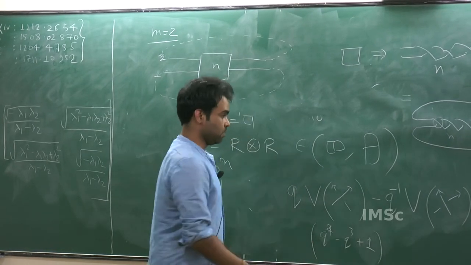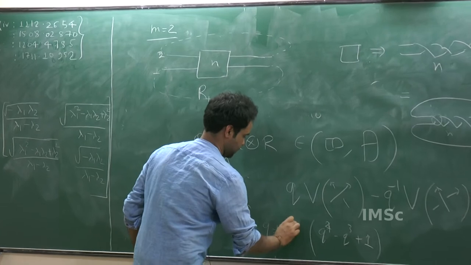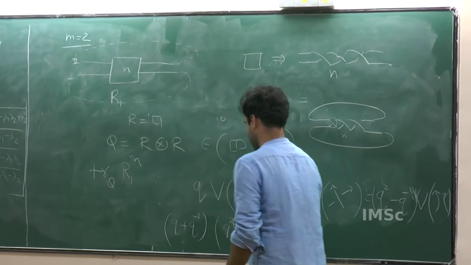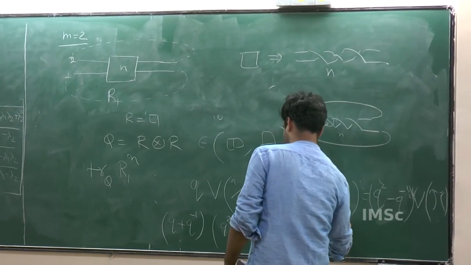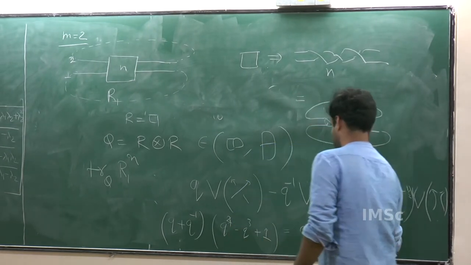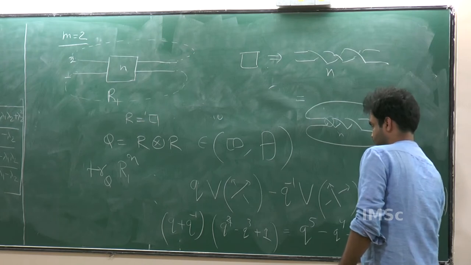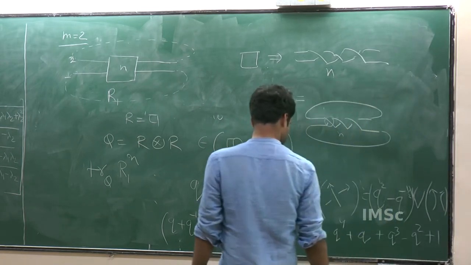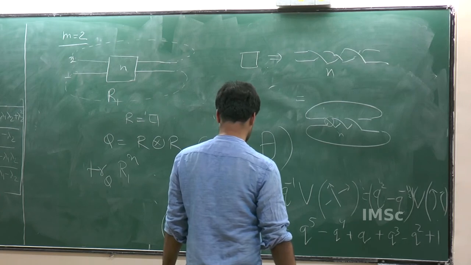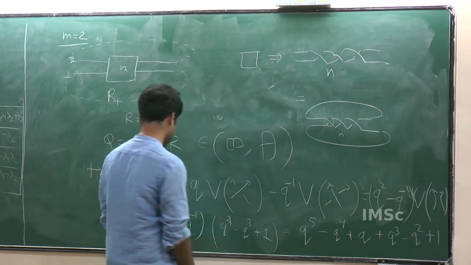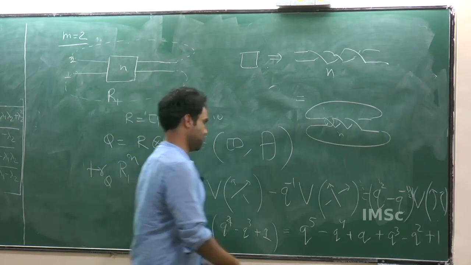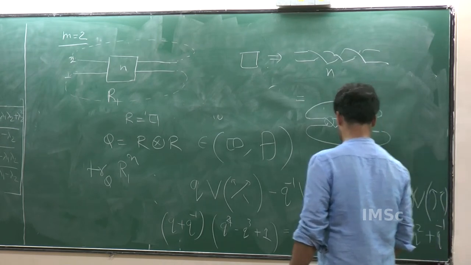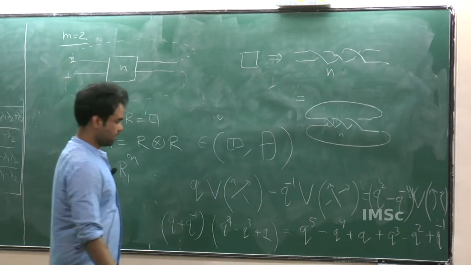Because this is easiest to check if I will multiply here. Otherwise it will take time. Q to the power you'll get 5 minus Q to the power 4 plus Q plus Q to the power 3 minus Q to the power 2 plus 1. Yeah. Sorry, you'll get Q inverse. Yeah, this is the invariant.